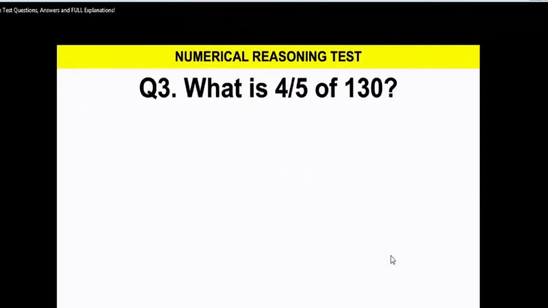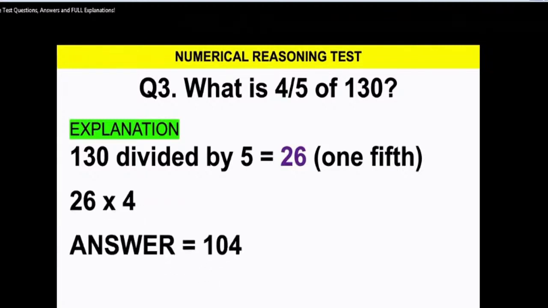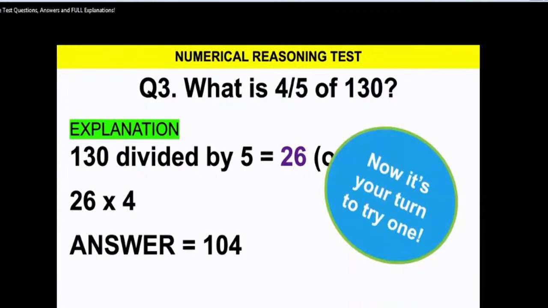Question number 3. What is 4/5 of 130? Here's my explanation. So 130 divided by 5, which would be 1/5, equals 26. So if 26 is 1/5, we need to then multiply that by 4 to get 4/5. So the answer is 104. And these are the kind of questions, once we become proficient in tackling them, we can gain really easy, quick marks during our IQ and aptitude test.